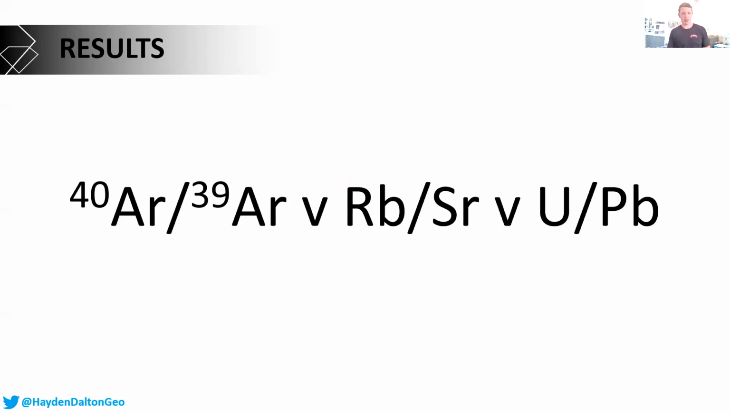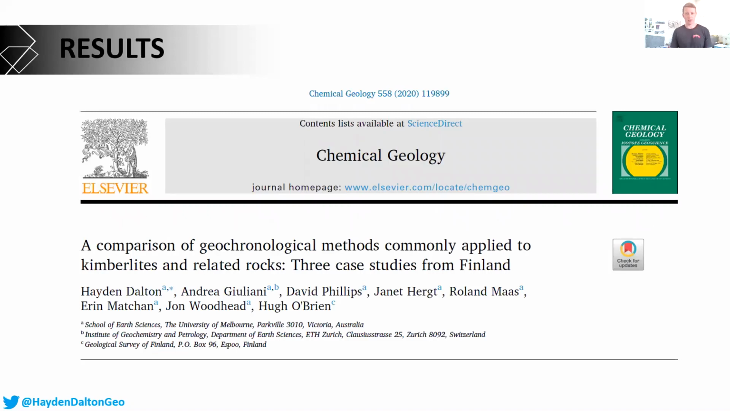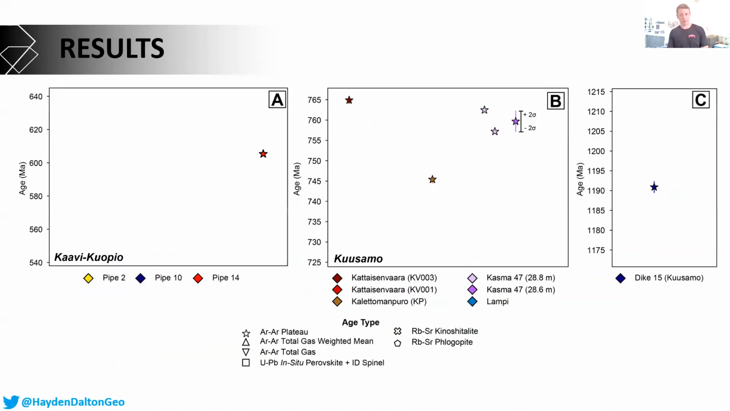So my study was comparing the argon-argon technique with the rubidium-strontium technique and the uranium-lead technique to try and understand, is there a best approach? Is there one way or another to get a good age for a kimberlite, and what's the most straightforward and time efficient? And this work was published in December last year. I'm going to go through some of those results with you now.